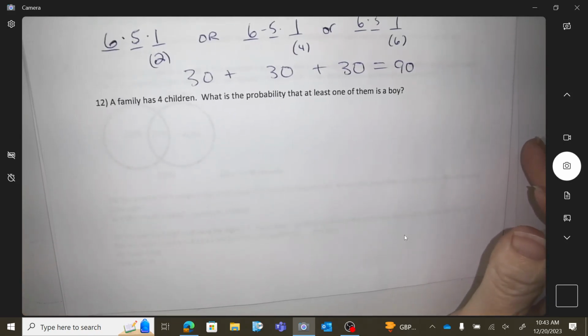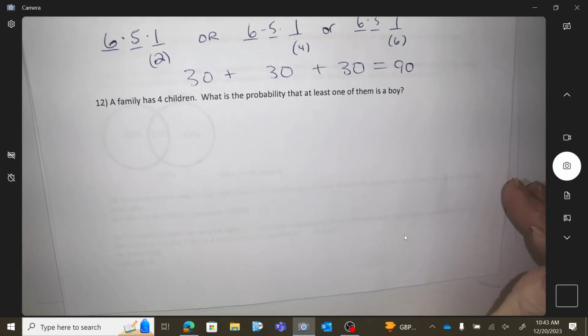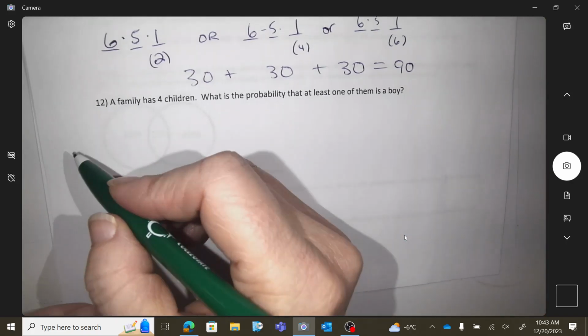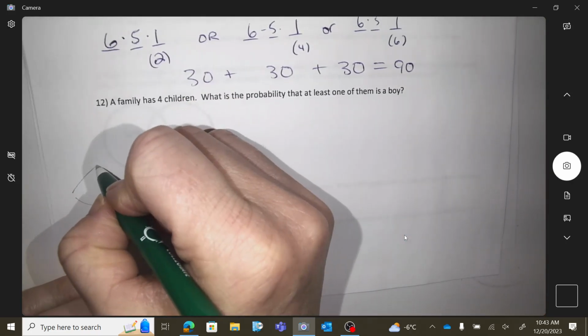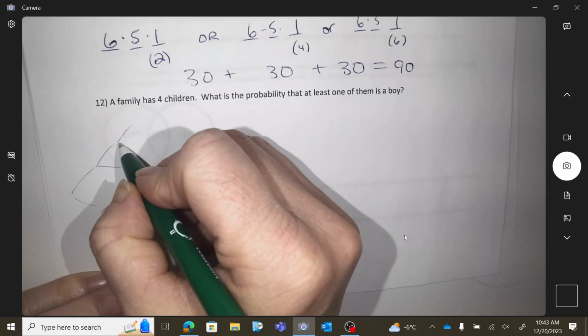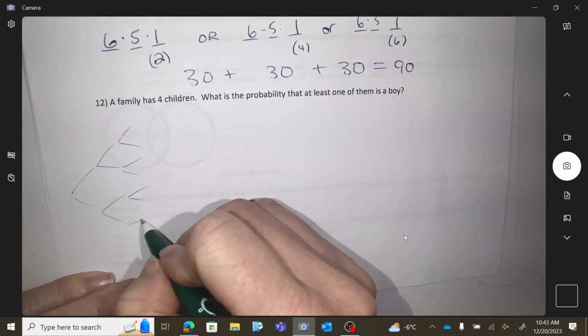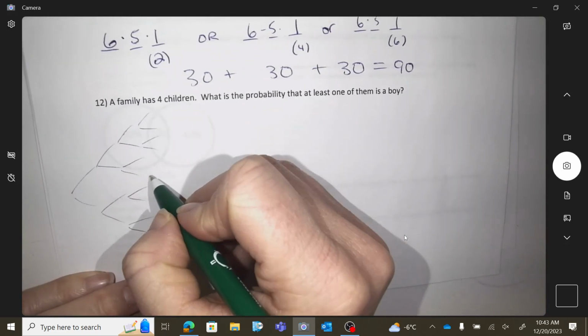Okay, family has 4 children. What's the probability that at least one of them is a boy? Okay, you could do that crazy map that I think you guys all loved. Remember that crazy map? That we were like, boy, boy. Right? You could have done that.